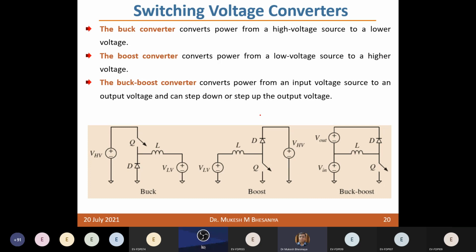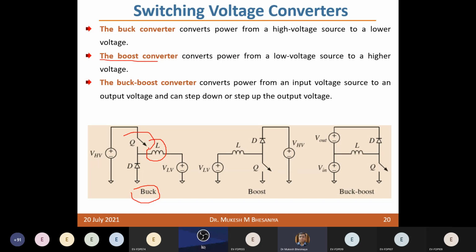Now when we talk about these switching voltage converters, you can also call them DC-DC converters or choppers, whatever you call them, they all are the same. Basically, as I already mentioned, there are three configurations: the buck converter, which converts power from a high voltage source to a lower voltage; the boost converter, which converts power from a low voltage source to a higher voltage. So this is the configuration of a buck converter. The only thing is we are connecting these devices in a different fashion. You have an inductor, and you may also have a capacitor on the output side.